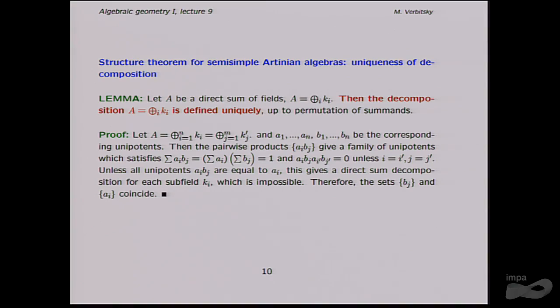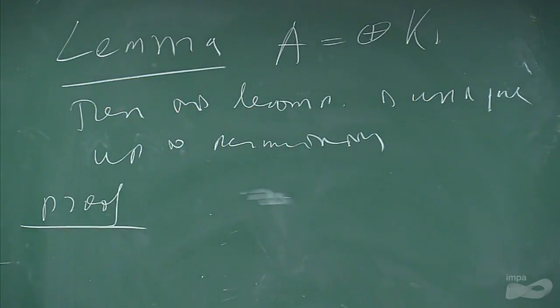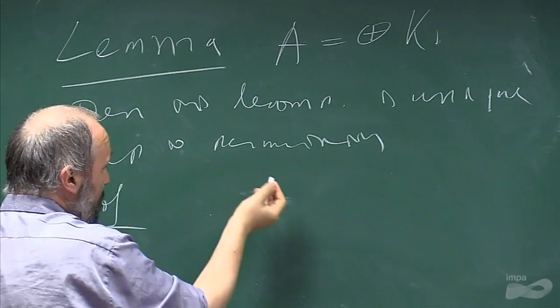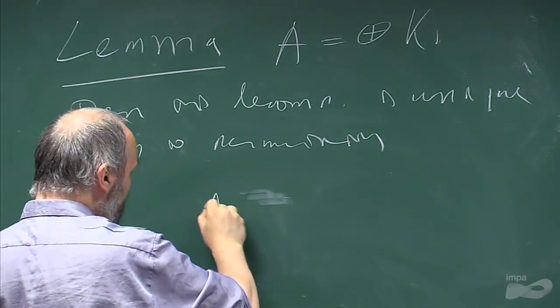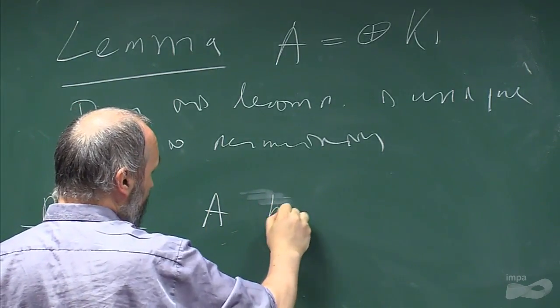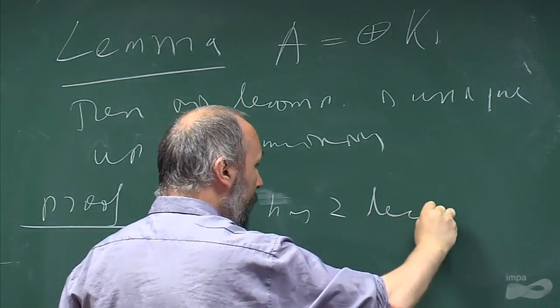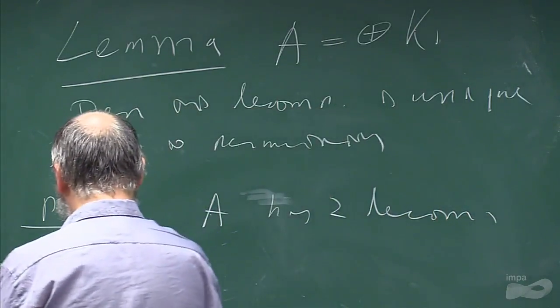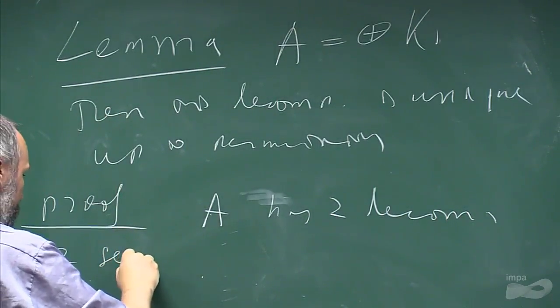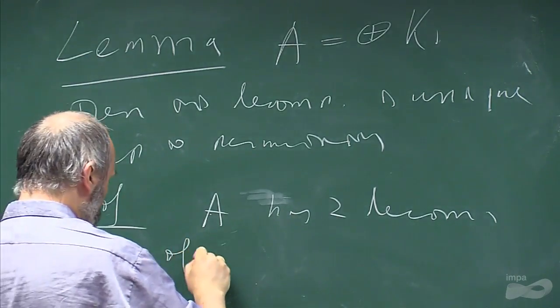So, proof. Suppose we have two decompositions. So A has two decompositions, two sets of unipotents.